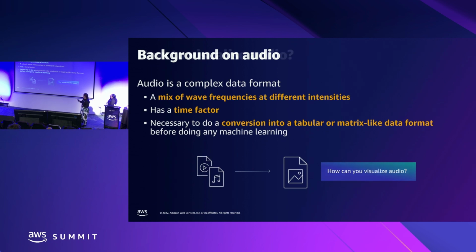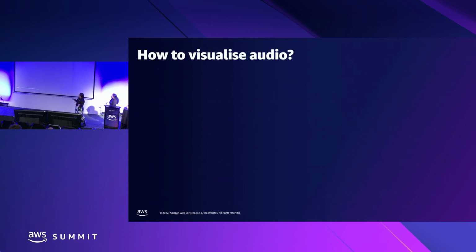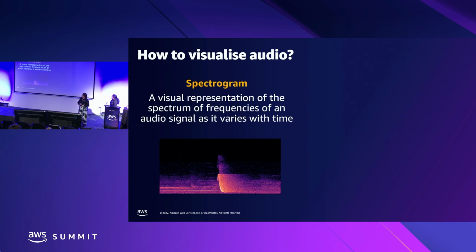So what's the best image format for audio? It's actually a spectrogram. A spectrogram is a visual representation of the frequencies of an audio signal as it varies with time. Here on the x-axis, we have time. On the y-axis, we have frequency, and the color represents the intensity. But looking at this spectrogram, there's quite a bit of blank space, which isn't good for our machine learning models. So there's an improvement to the spectrogram we can apply.